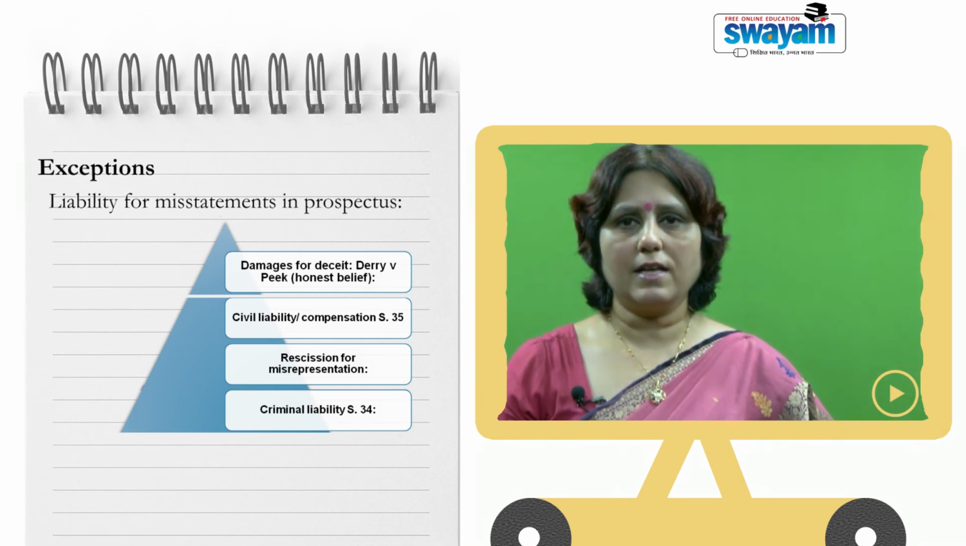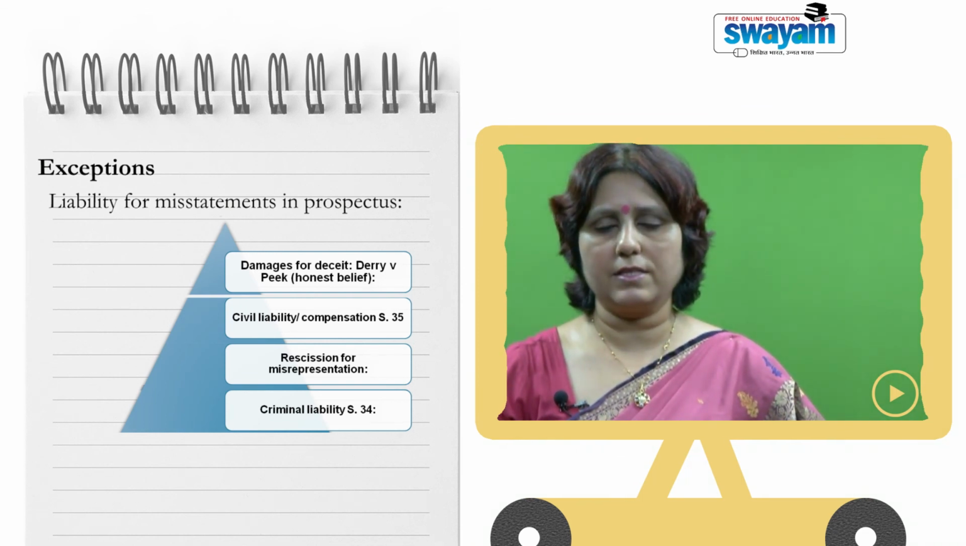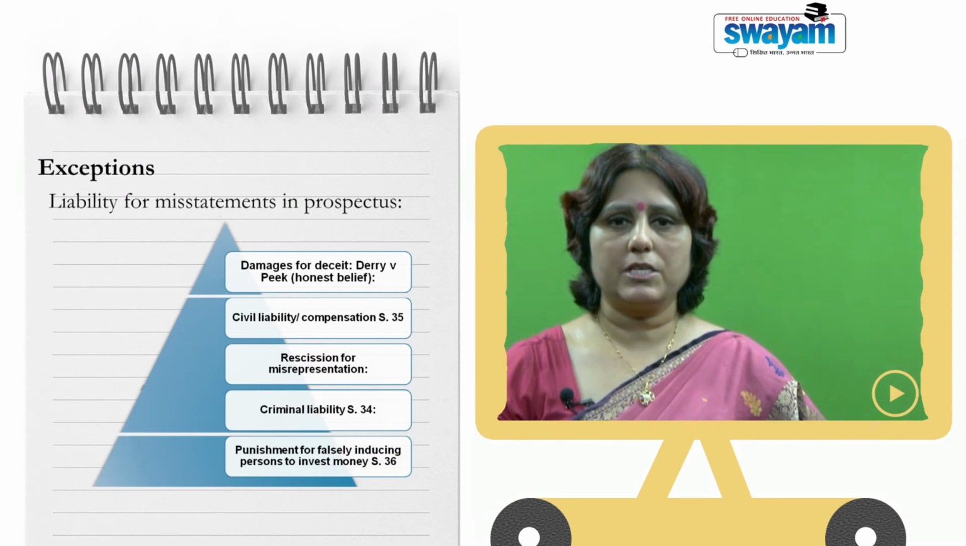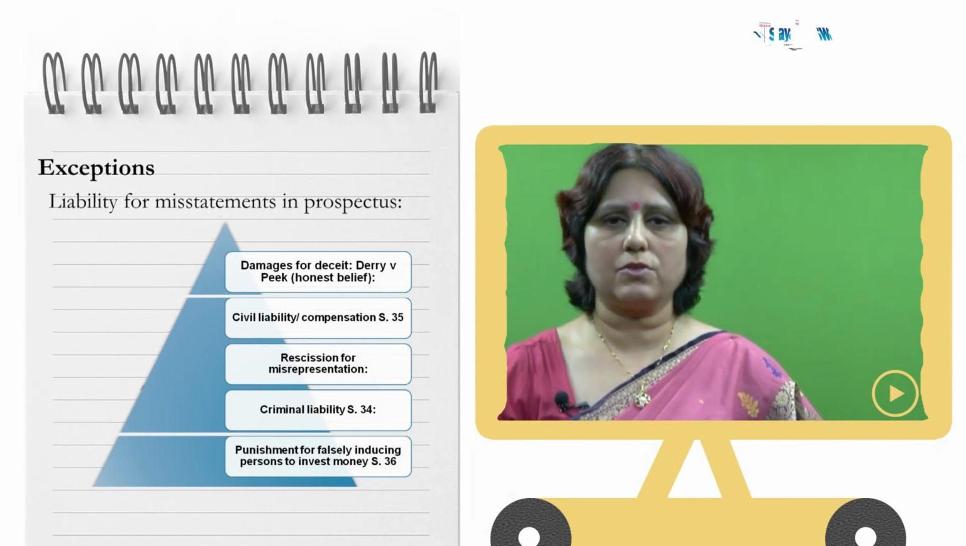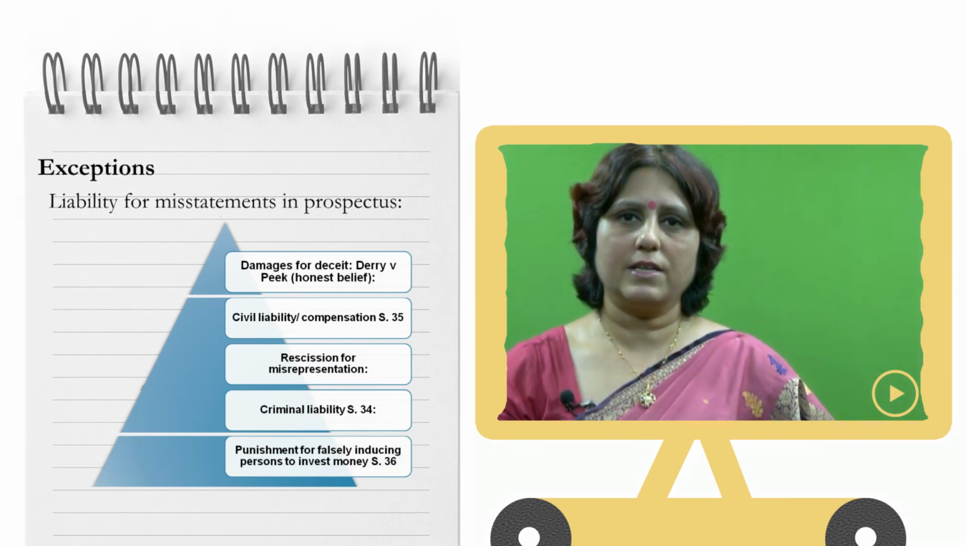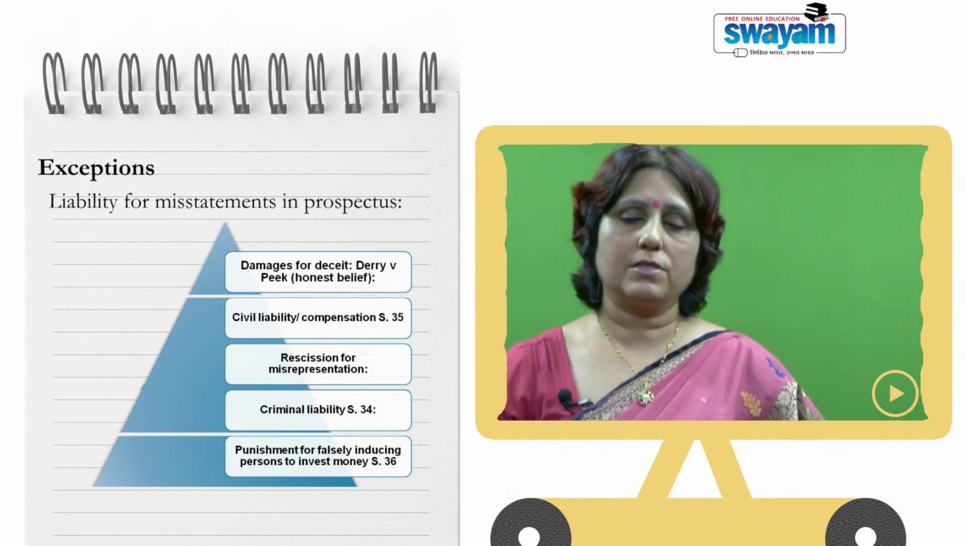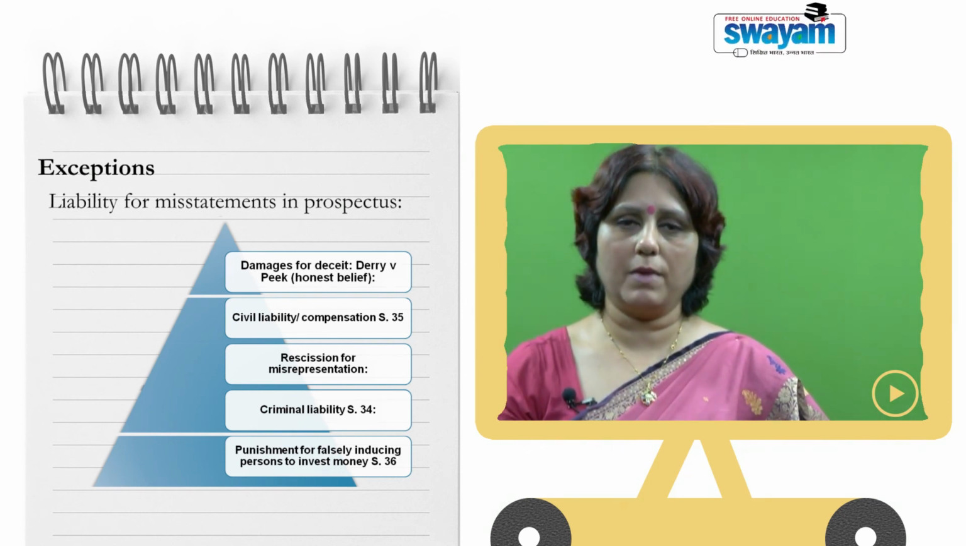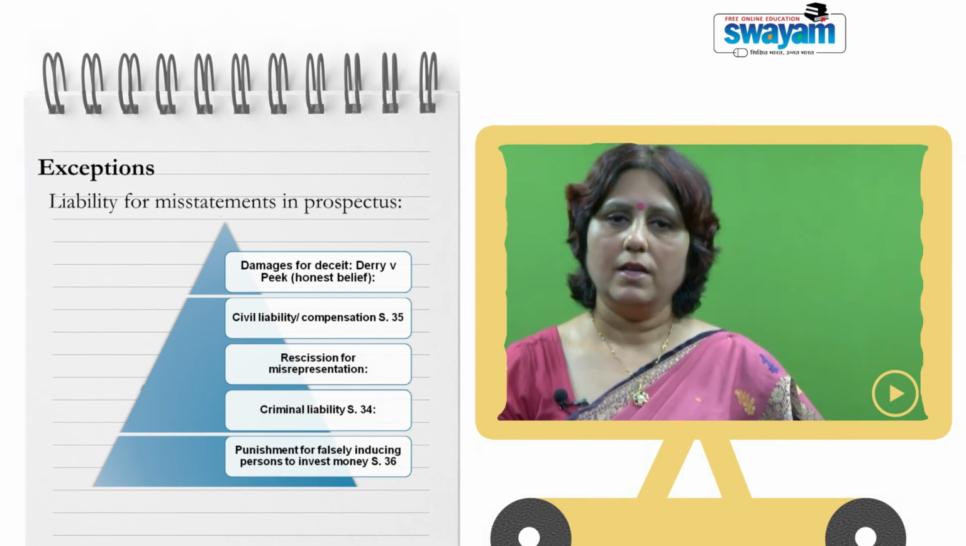Then another last remedy is under section 36, which is about punishment for falsely inducing persons to invest money. If any person induces another person, on the basis of false information, to invest money, then this can also be punished under section 447 of the Companies Act.